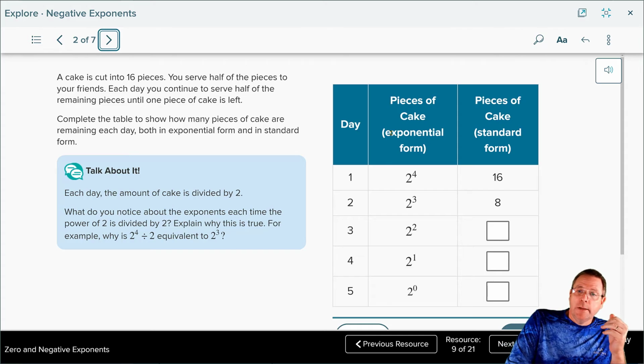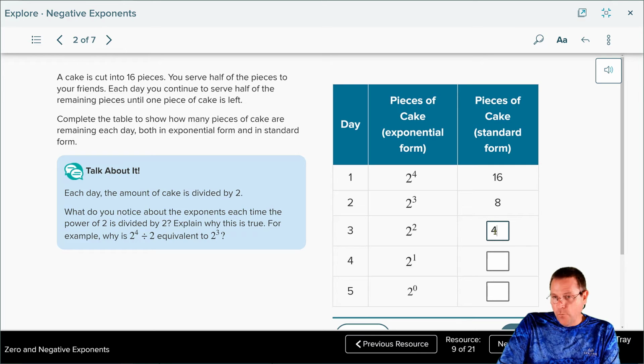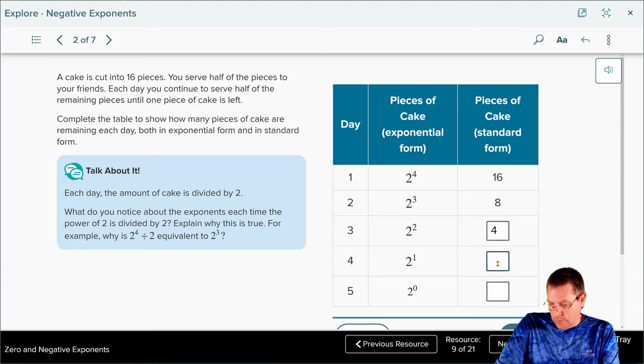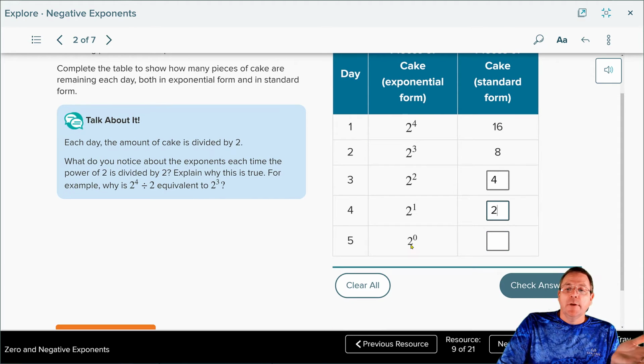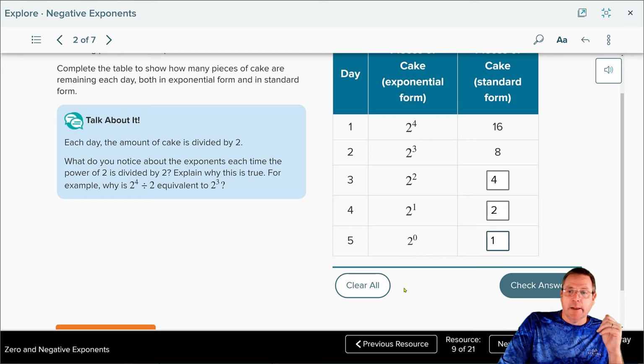So you can see that you had 16 pieces, which is 2 to the 4th. The next day you had 8 pieces, which was 2 to the 3rd. The next day you have 2 squared, which is going to be 4 pieces of cake left. Then you have 2 to the 1st, which is going to be 2 pieces of cake left. And then you have 2 to the 0th. Well, that means that you have 1 piece of cake left.